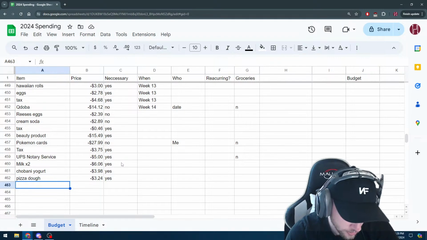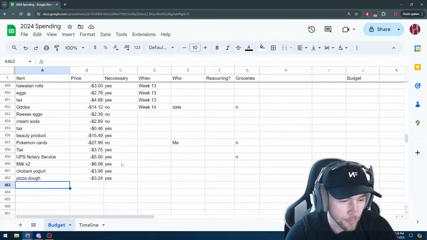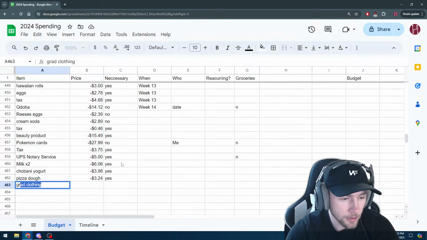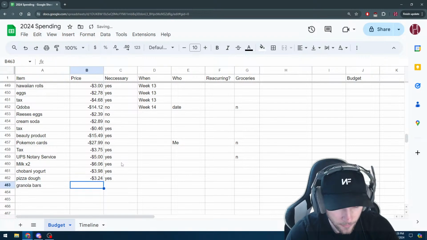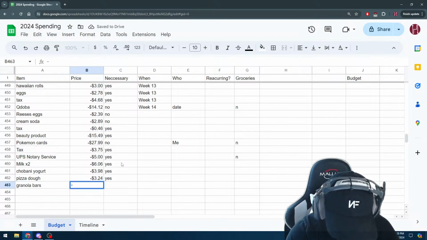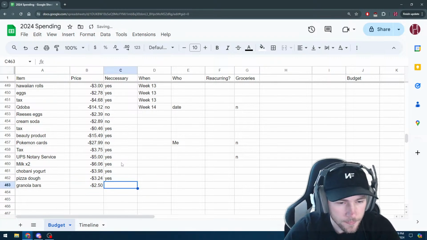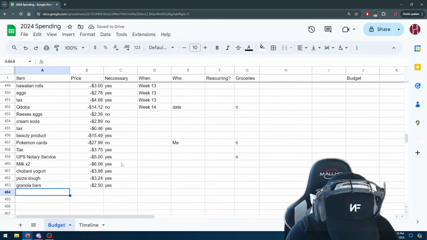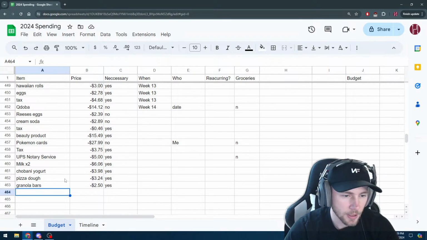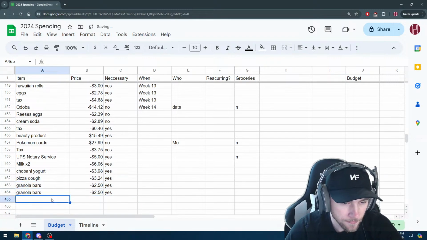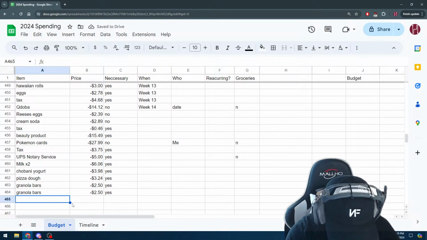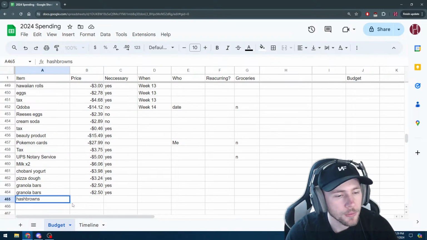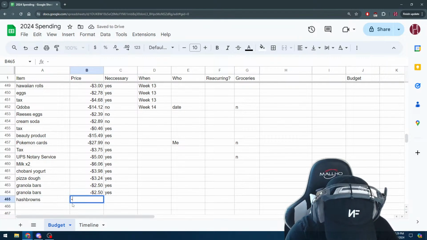Then those are protein bars, granola bars, 250. Yeah, 250. Got two different kinds of those apparently. Hash browns, 348.